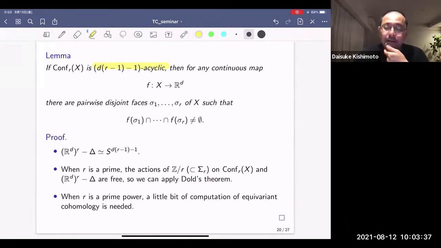And if R is a prime power, we can't apply the Dold theorem because the action of Z_R is not free. But with a little bit of an easy computation of the equivariant cohomology, we can prove the non-existence of a Z_R equivariant map from Conf_R(X) into (R^D)^R minus delta. So it's essentially the same. Right.